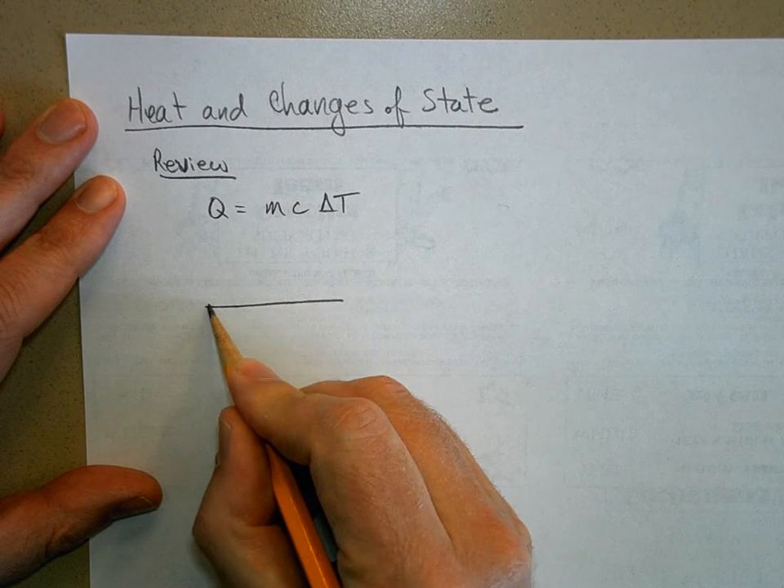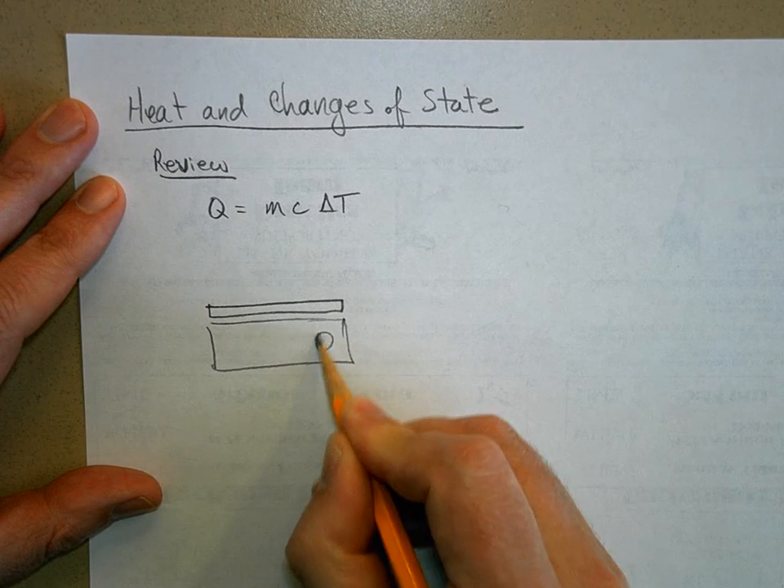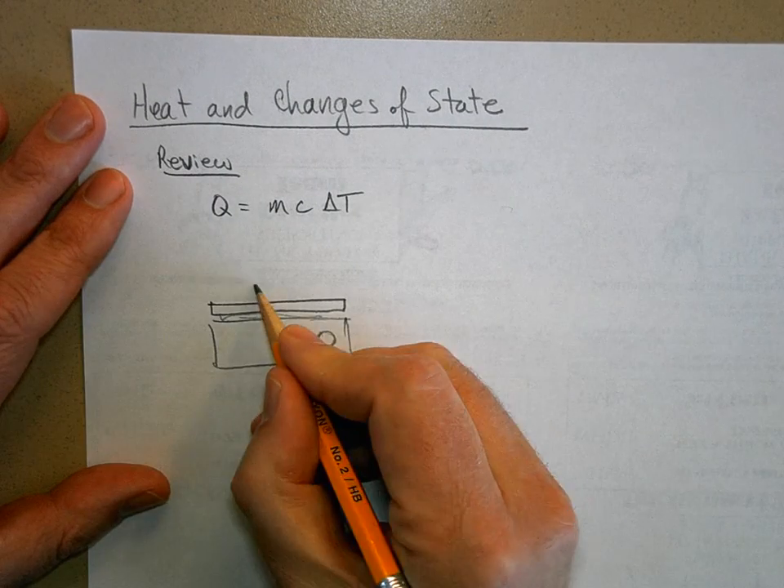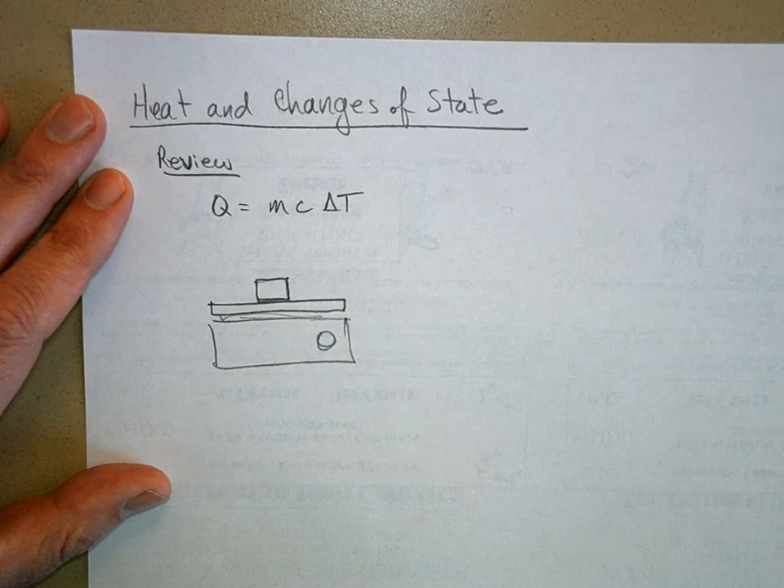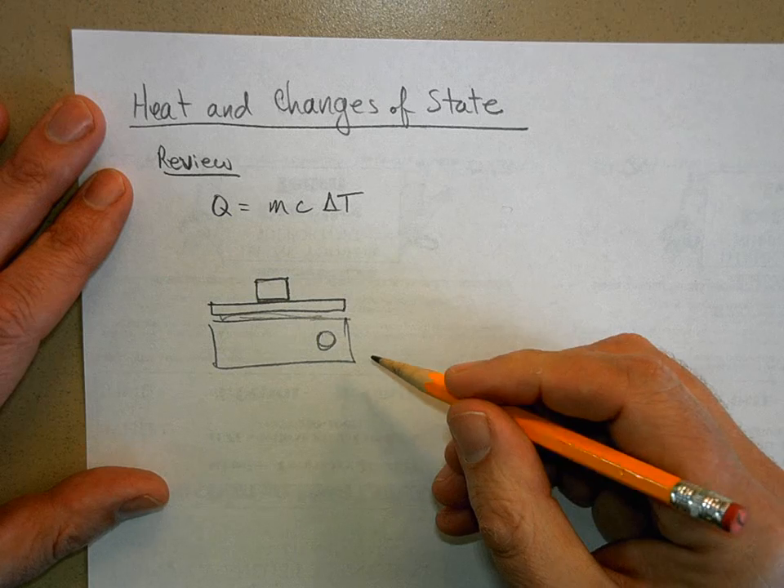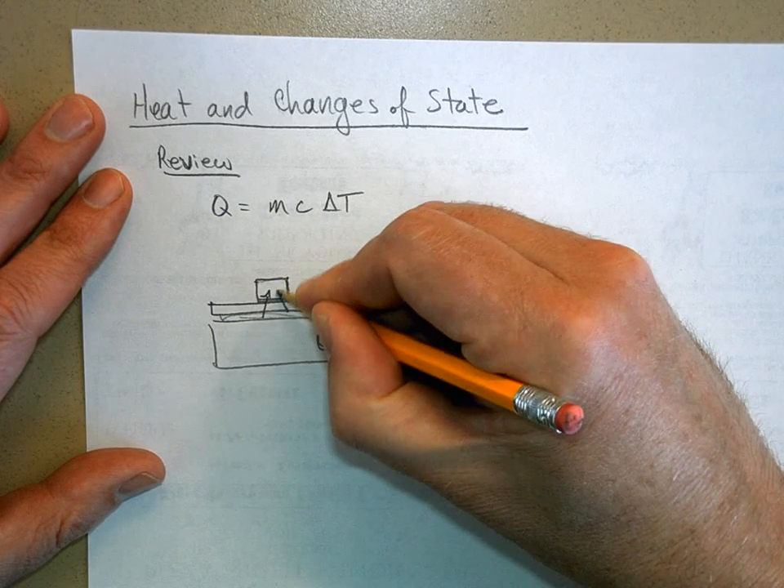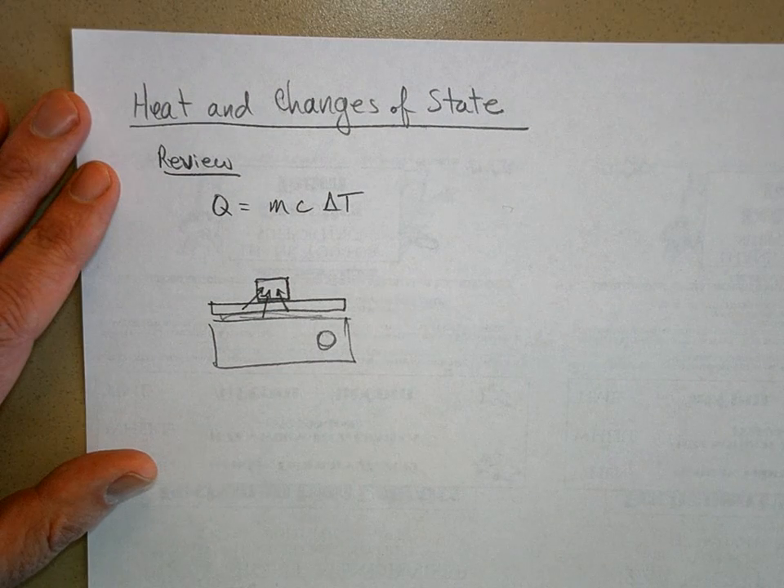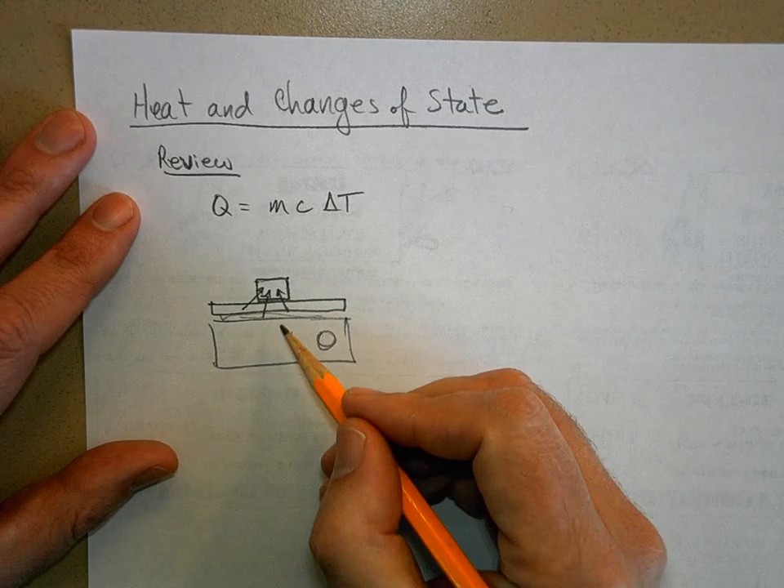Okay, let's put, here's like a hot plate or something like this. And on that hot plate we're going to put some block of metal or something like that. And what it is that we have is heat flowing into this material. Okay, now what happens to that material as heat flows into it?